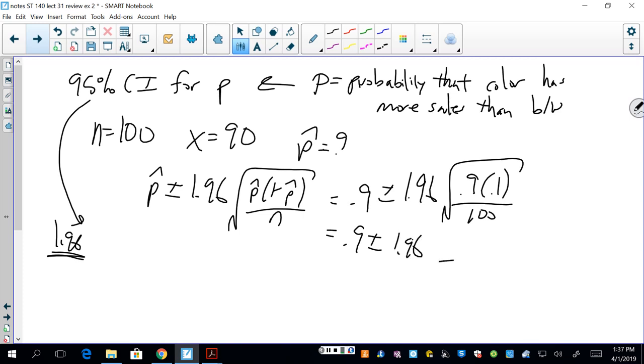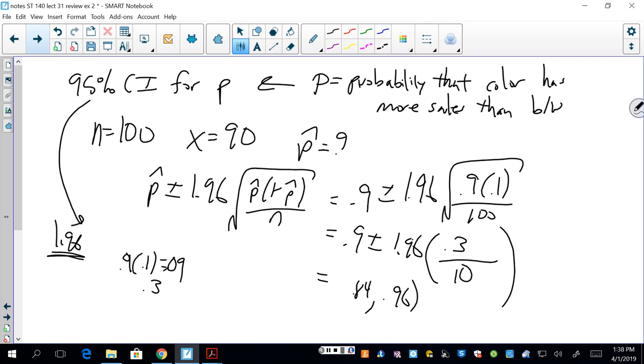And with the square root, you can take the square root of the numerator and the square root of the denominator. So the square root of 100 is 10. 0.9 times 0.1 is 0.09. The square root of that is actually 0.3. So this is actually 0.03 out here, and 1.96 is about 2 times that. So it's something like 0.96 down to 0.84. It might not be exactly those numbers, it might be off just a bit, but that's about what it is for a 95% confidence interval.